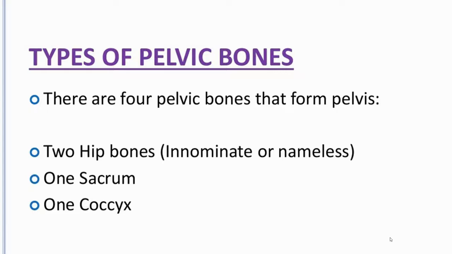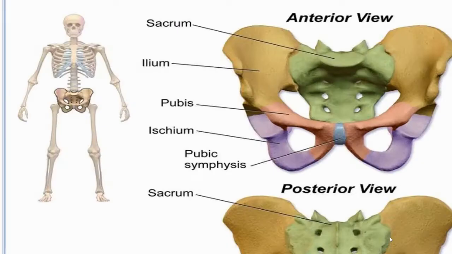Now we'll see the types of the pelvic bones. There are four types of pelvic bones that form the pelvis. These are the hip bone, one sacrum, and one coccyx. A total of five bones will create this pelvic ring, but two bones are the same, so we say one type of bone there, and then four types of pelvic bone will create the pelvis.